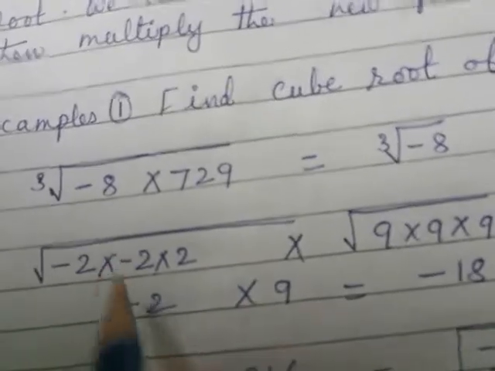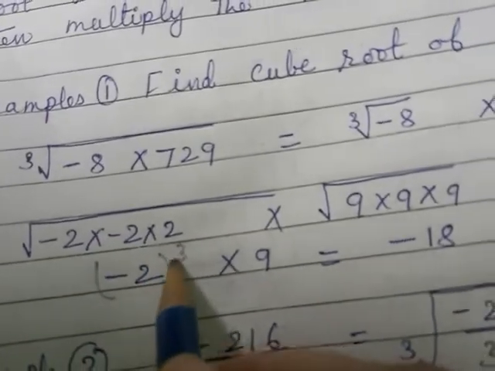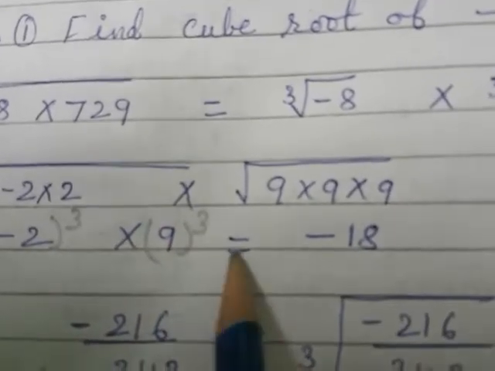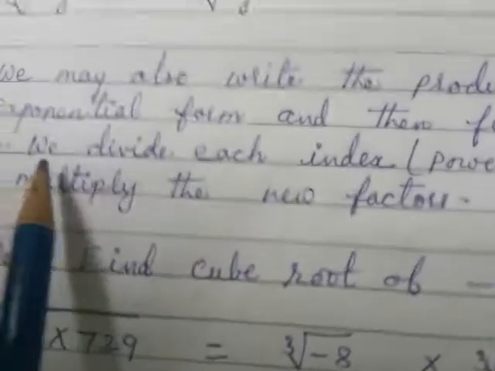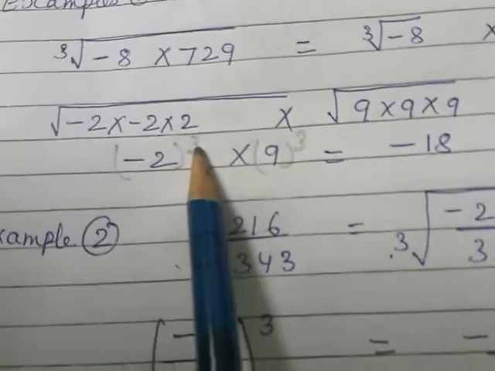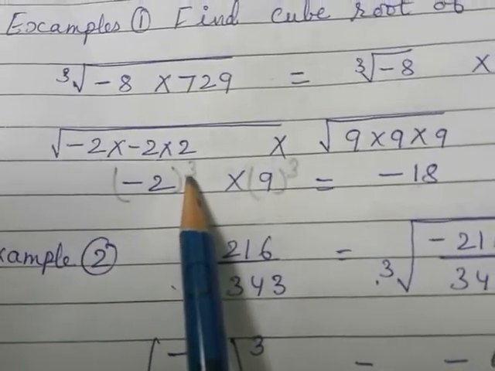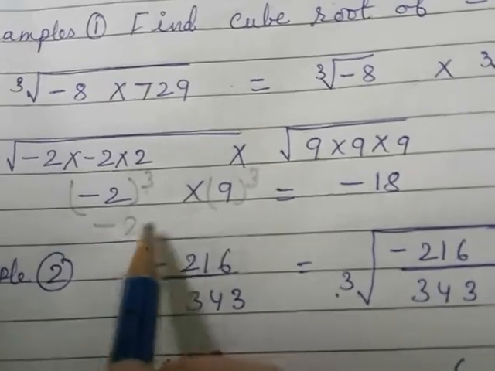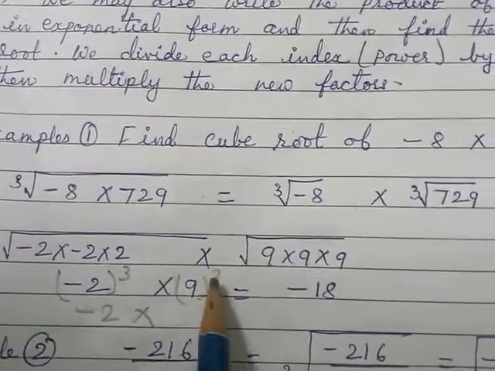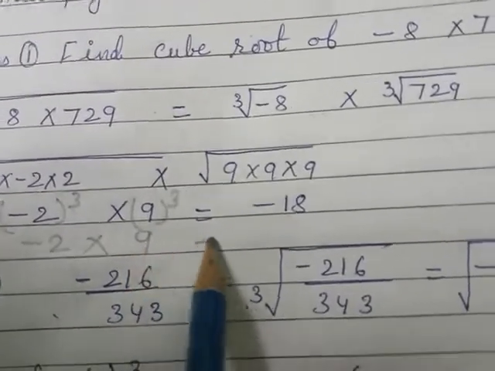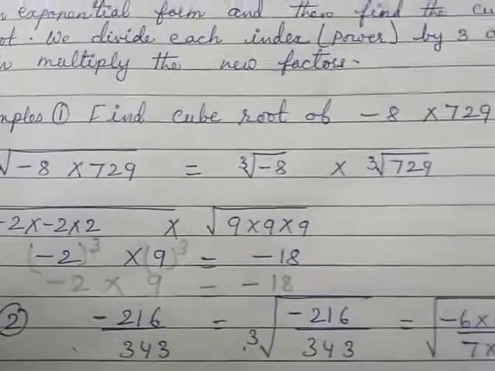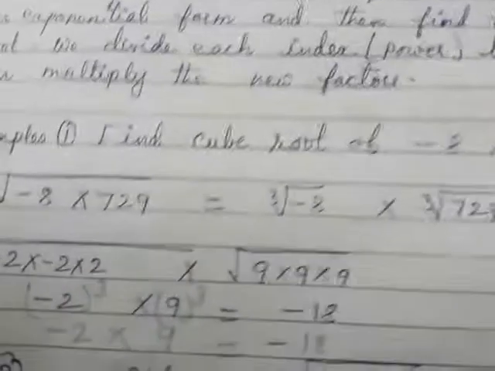Or we may write it like this also: minus 2 raised to power 3 multiplied by 9 raised to power 3, which is equal to minus 18. As we have written here, we divide each index power by 3. So here the index power we will divide by 3. So it will become minus 2 multiplied by 9, because the index power is 3 and we divide it by 3, and the answer is minus 18. So this is the cube root of minus 8 into 729.